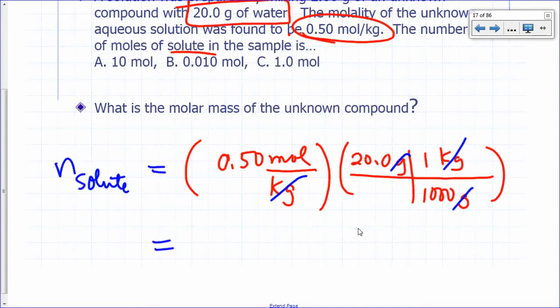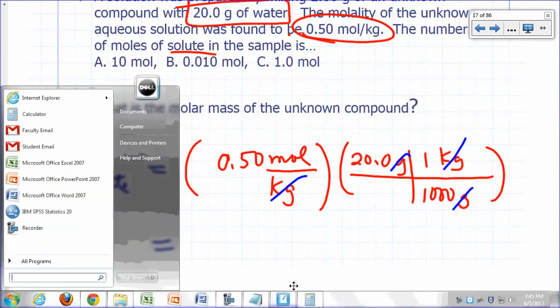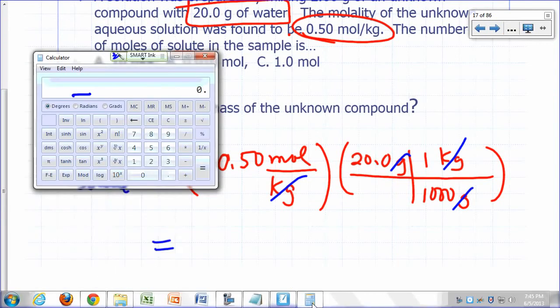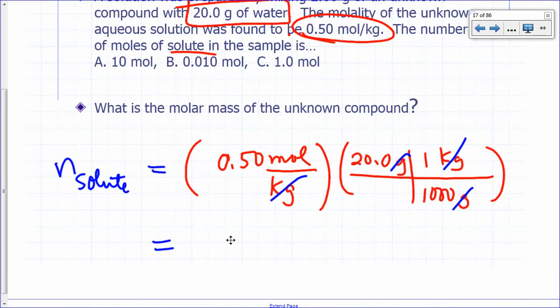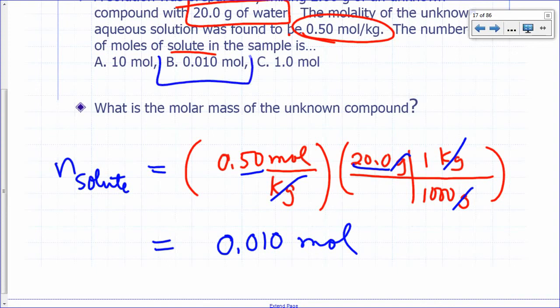And that's going to be half of 20, that's 10, divided by 1,000, that should be 0.01. Let's just make sure. 0.5 times 20, divided by 1,000, 0.01. Okay, so this is going to be 0.01. 2 sig figs, 3 sig figs, so I need 2 sig figs here, 0.010 mole. Okay, so the correct answer here is B.